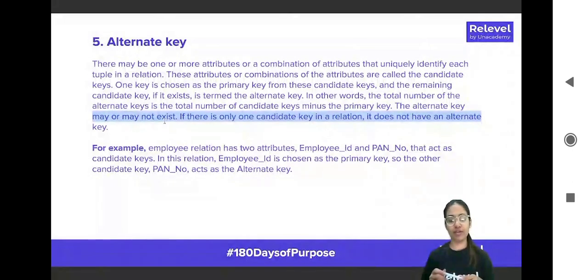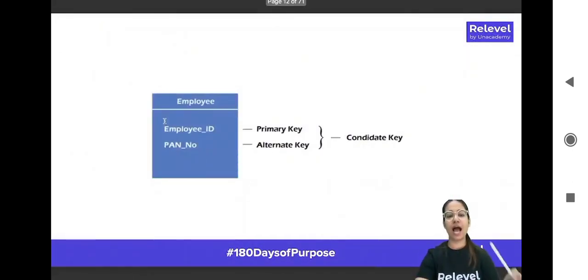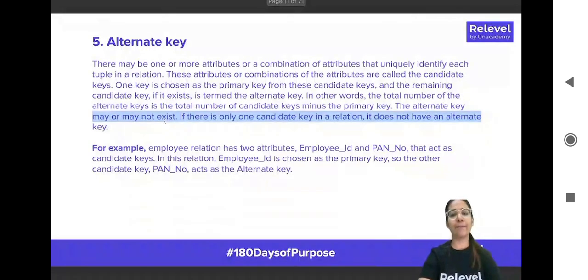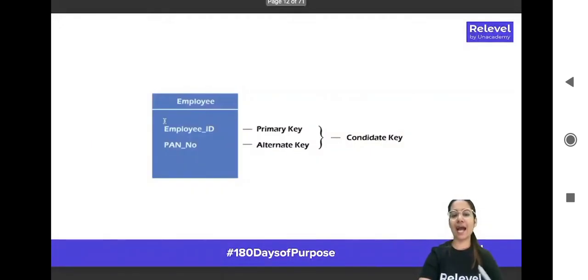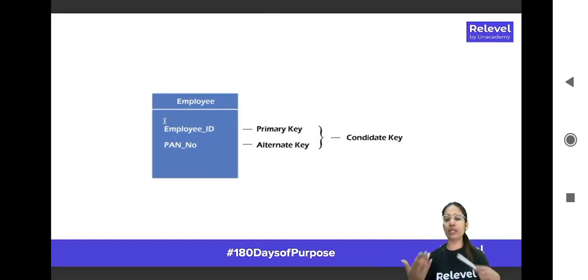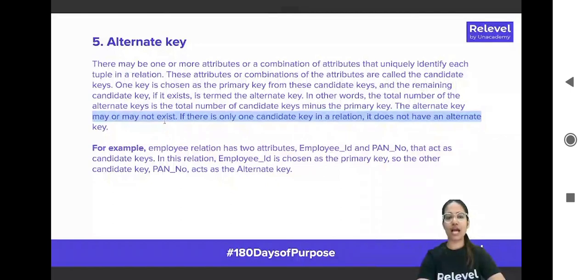Here the example is also given that the employee relations table has two attributes, employee ID and PAN number, that basically act as the candidate keys. Both employee ID and PAN number are candidate keys, because both of them can individually identify an employee. Out of both of these, I pick employee ID as the primary key. Then the leftover attribute is PAN number, and that basically becomes the alternate key. So that is the formula over here: candidate keys equal primary key plus alternate keys.